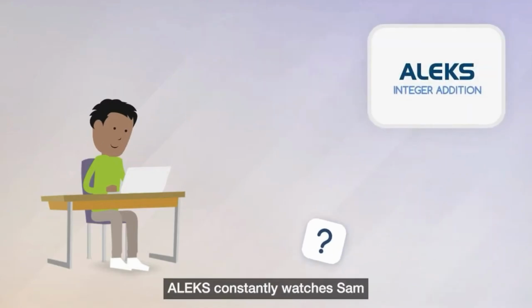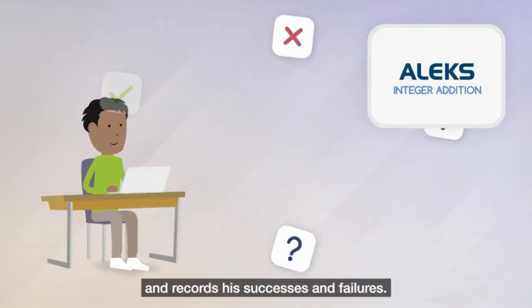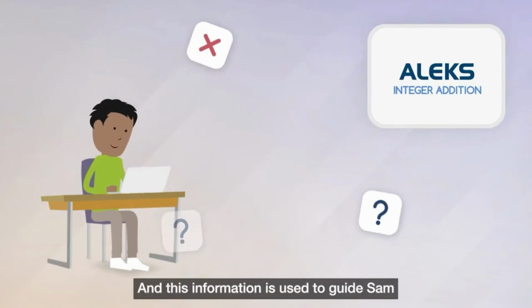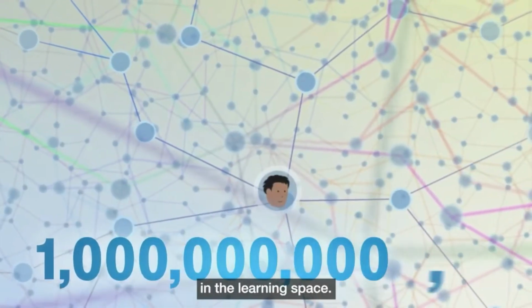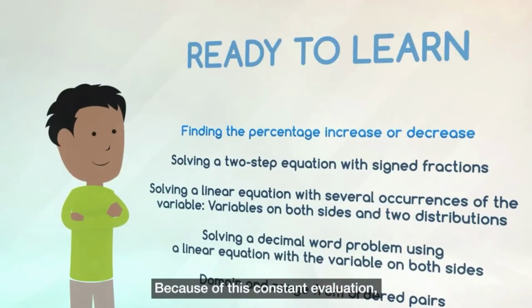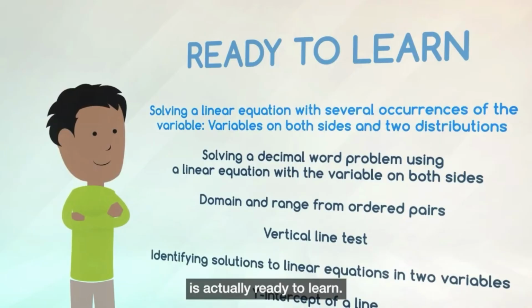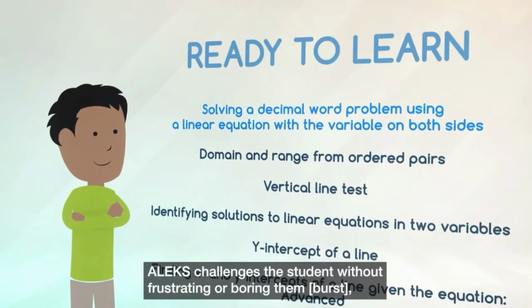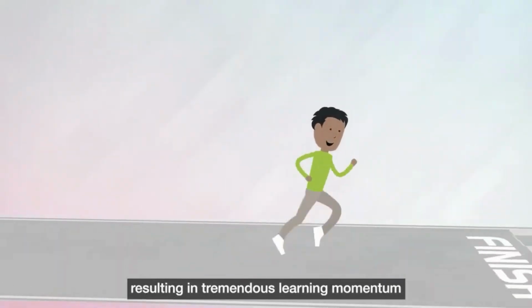ALEKS constantly watches Sam and records his successes and failures, and this information is used to guide Sam along one of his optimal learning paths through the trillions of knowledge states in the learning space. Only ALEKS has that power. Because of this constant evaluation, ALEKS only presents topics that the student is actually ready to learn. ALEKS challenges the student without frustrating or boring them, resulting in tremendous learning momentum and increasing confidence.